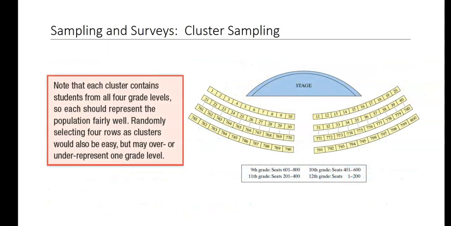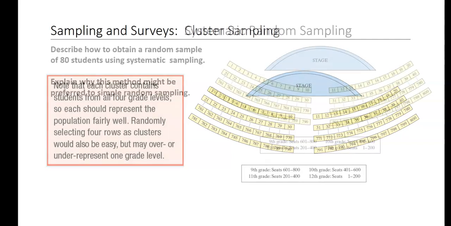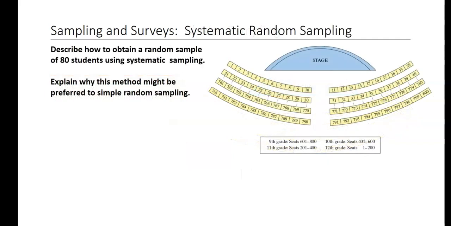Note that each cluster contains students from all 4 grade levels. I kind of like that. So each should represent the population fairly well. Randomly selecting 4 rows as clusters would also be easy, but maybe over or underrepresent one grade level. I said that has some problems to it.